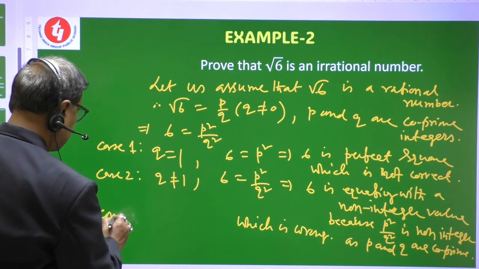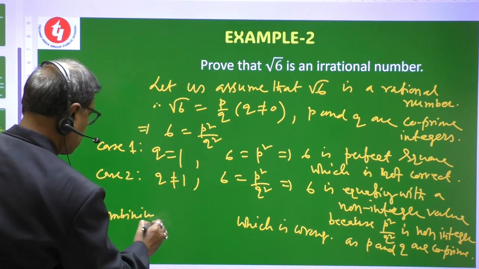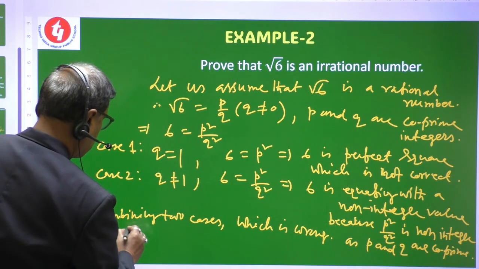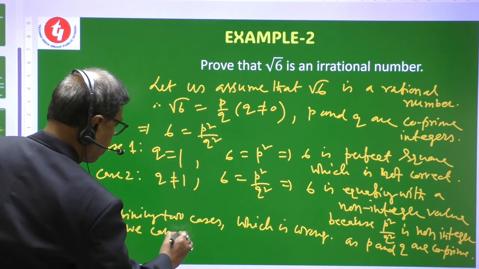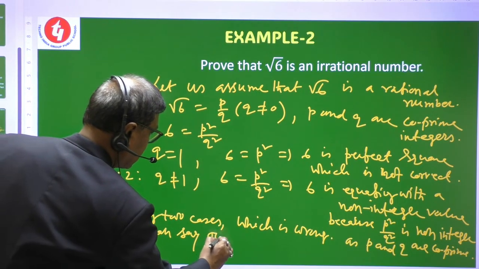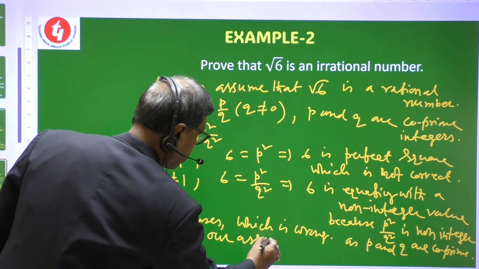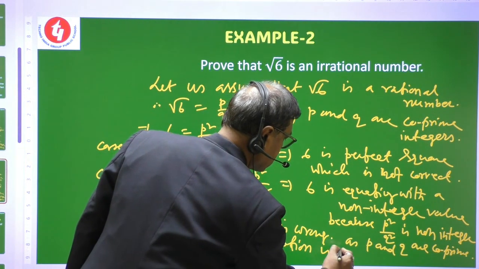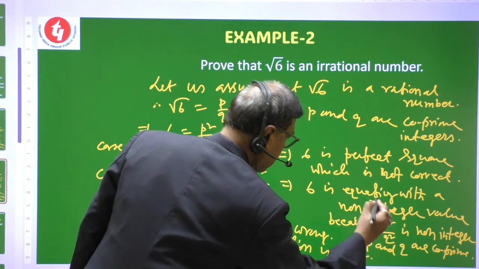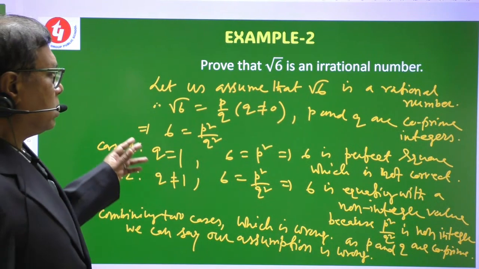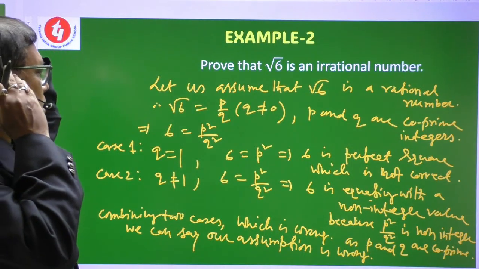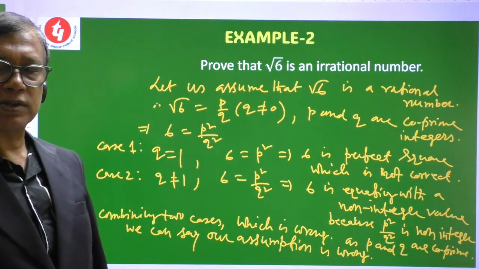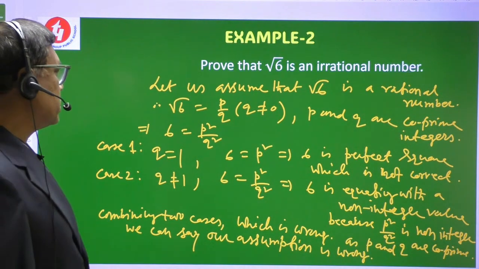So combining two cases, we can say our assumption is wrong. Since our assumption is wrong, we can say root 6 is an irrational number. Yes, this part is clear.